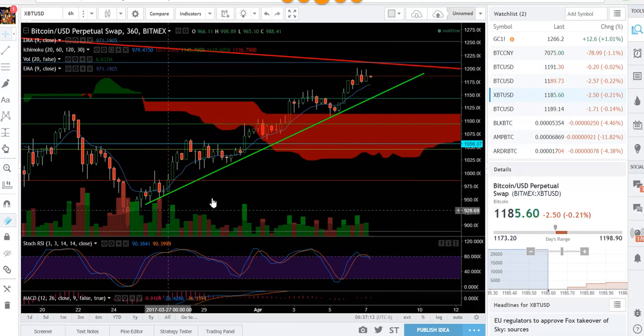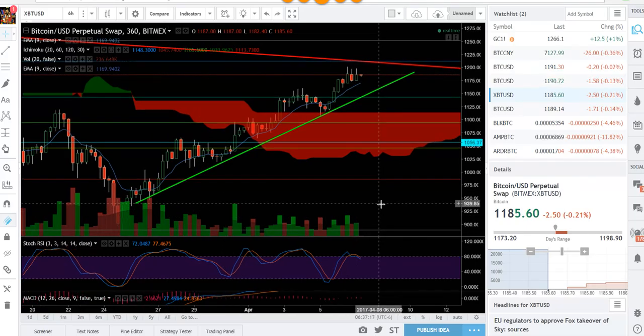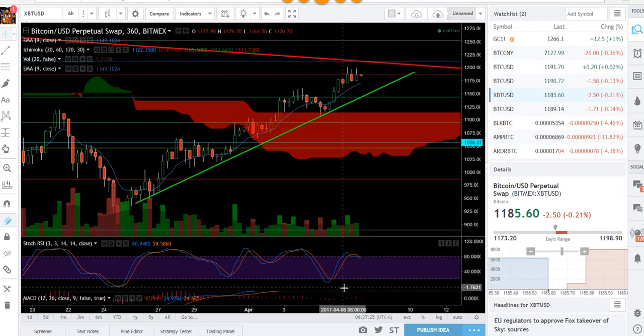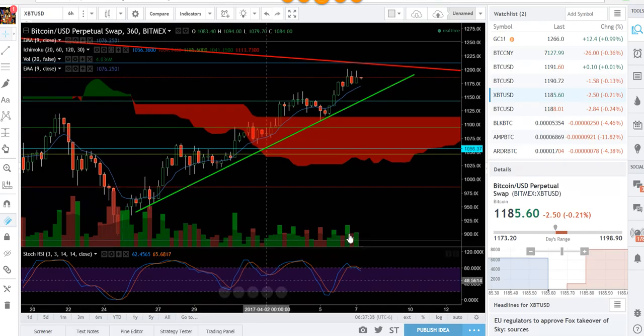And as we watch this along the way, we can flip through the time frames and see how strong the market is. Okay, so before we go further, let's explain the stochastic RSI first. I'm just going to get rid of the MACD for a second. Let's just talk about the stochastic.